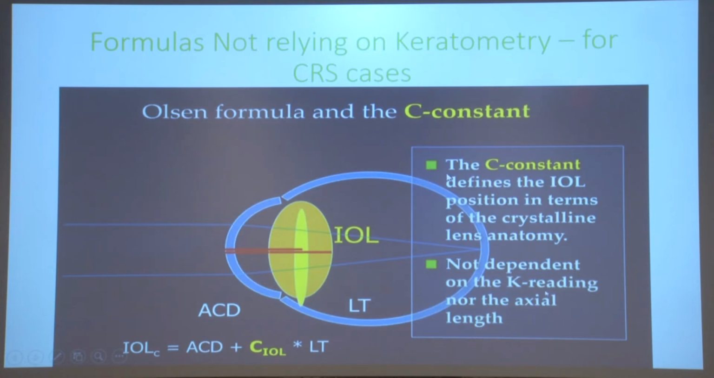What is the importance of the C constant? Dr. Twinkle briefly referred to it. The C constant defines the IOL position in terms of the crystalline lens anatomy. So it does not depend on the K reading nor the axial length. So it is bypassing a lot of other data which is usually supposed to be filled up in the other formulae.